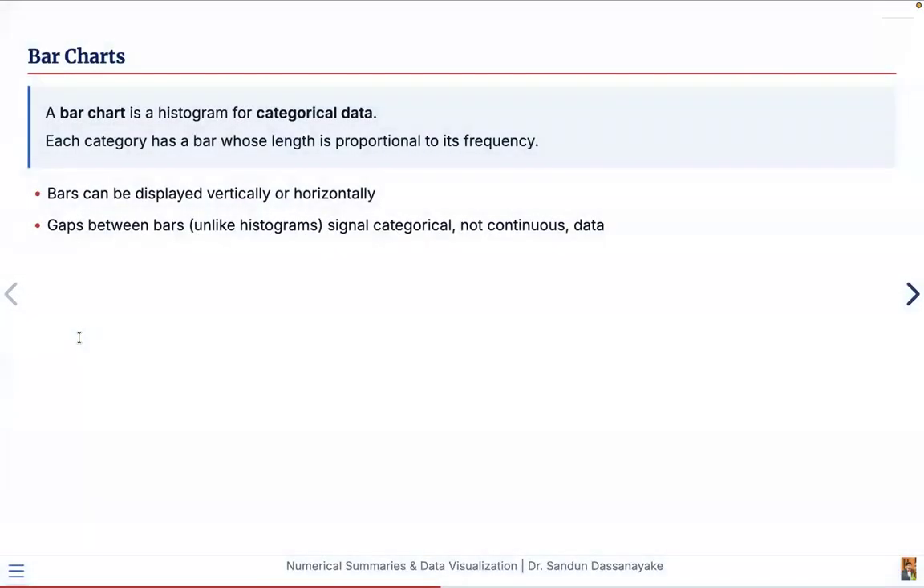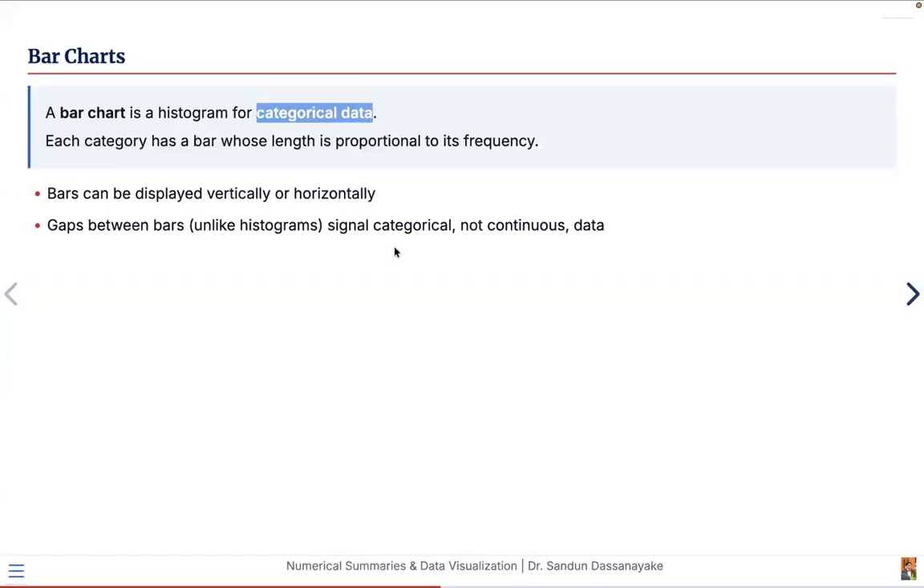This is a very basic bar chart, but it's very powerful. A bar chart is a histogram. Histograms are bar charts where the height indicates the frequency, and the X value is the bin value, indicating the class or a particular interval of values. A bar chart is a histogram for categorical data.